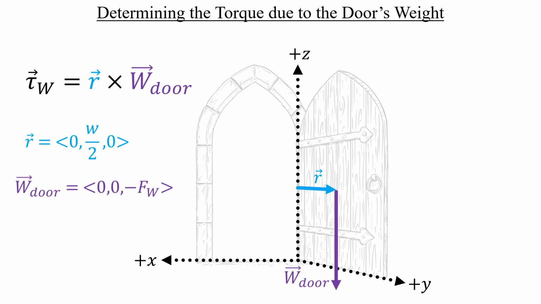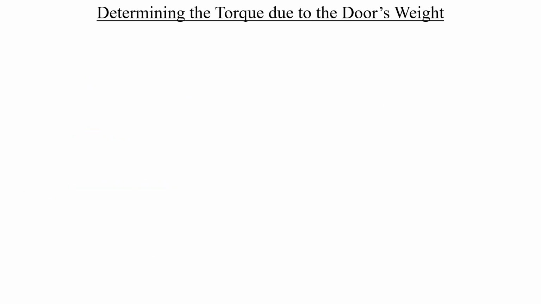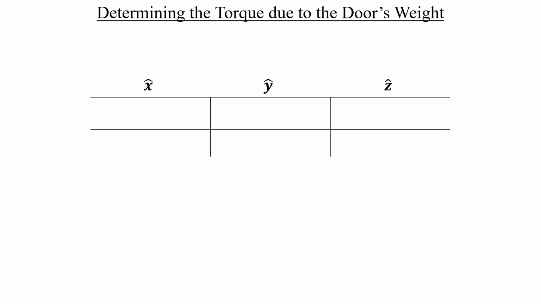The next step is to actually perform the cross product. This requires a technique from linear algebra known as solving for a determinant. And if you're not familiar with what that is, that's okay. Here's a very simple walkthrough of how to do it. First, we're going to create a table with a column for the x, y, and z components of our vectors. The position vector comes first in the cross product, so its components will go into the first row, followed by the weight vector in the second.